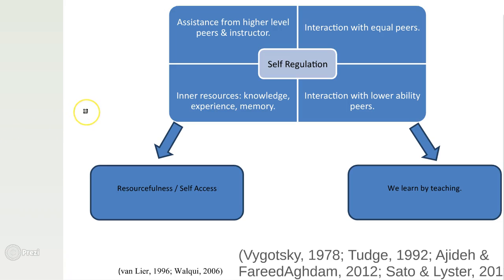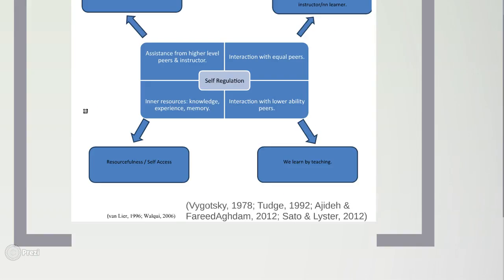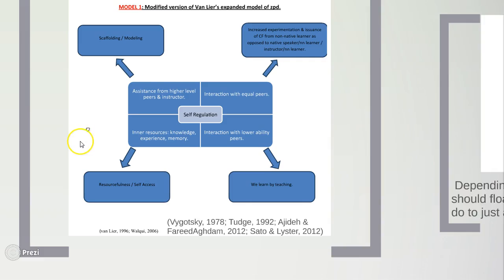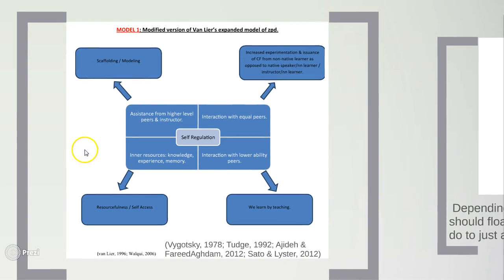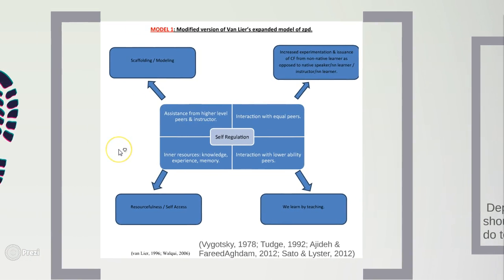So ultimately, Van Leer's expanded model of the ZPD highlights the negotiation processes occurring when language learners are exposed to the emotional, social, and cognitive interchanges that occur when engaging in conversation and language tasks similar to those listed in the model.